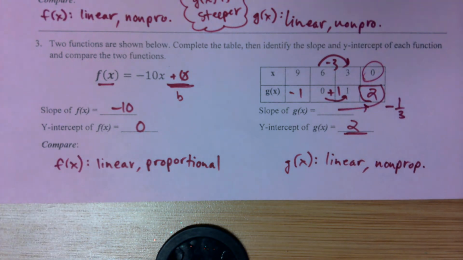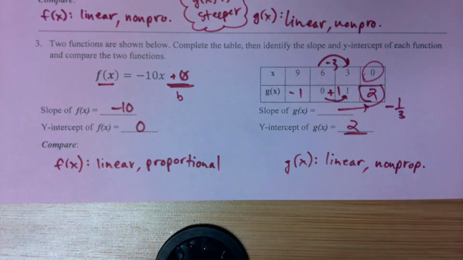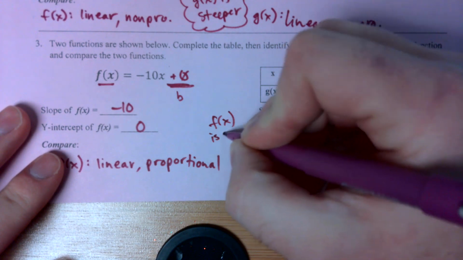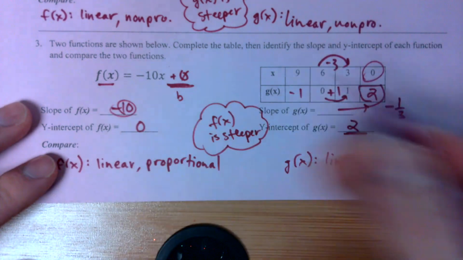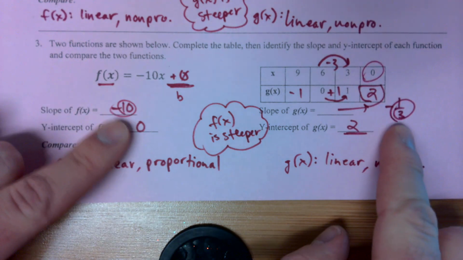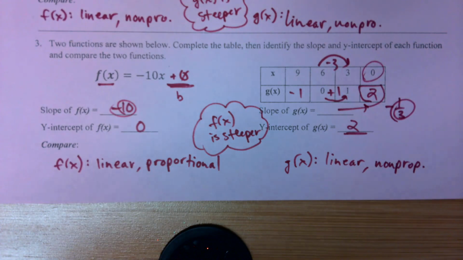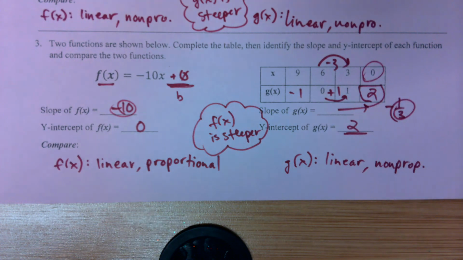Which one of these is steeper, though? F of x or g of x? Give me a thumbs up if you say f of x is steeper. Give me a thumbs down if you say g of x is steeper. Which of the two? Good. Of the thumbs that I do see, I see all thumbs up. That's correct. F of x is steeper here because 10 is bigger than 1 over 3. Again, ignoring the negative signs. Don't even worry about the negative signs. Pretend they're not there. Look at the numbers. Which one's bigger? Whatever one's bigger, that line is steeper.